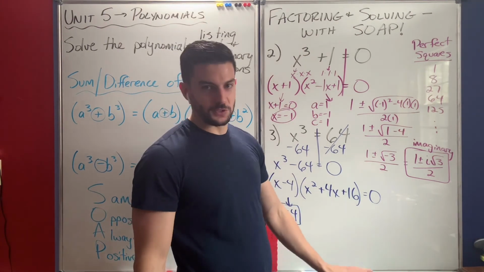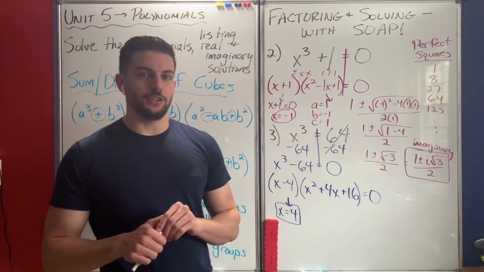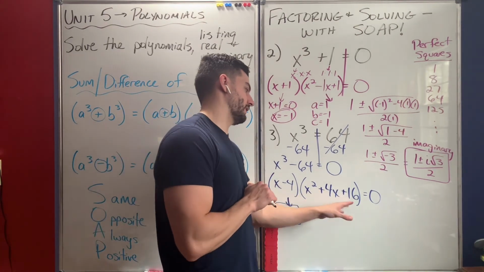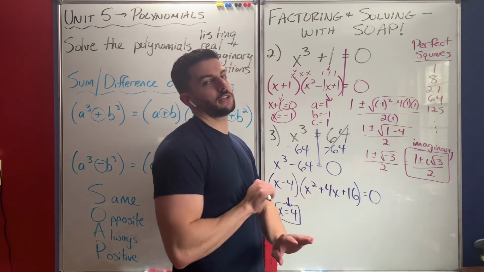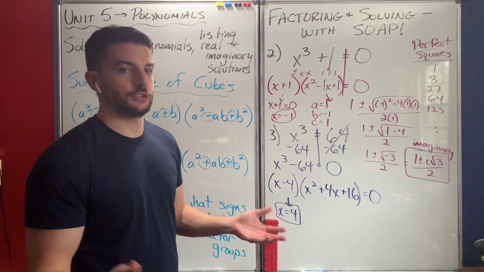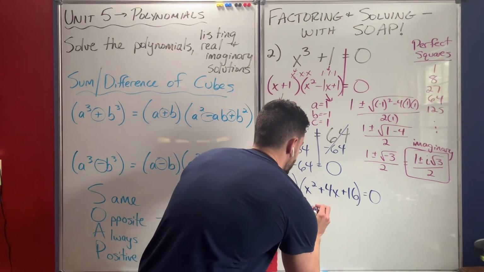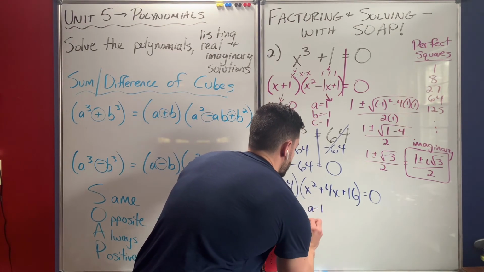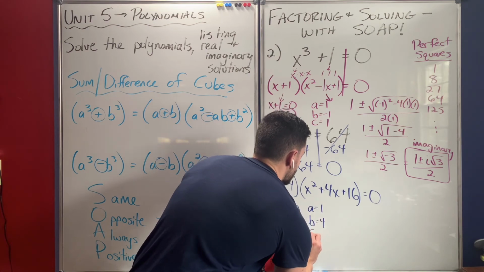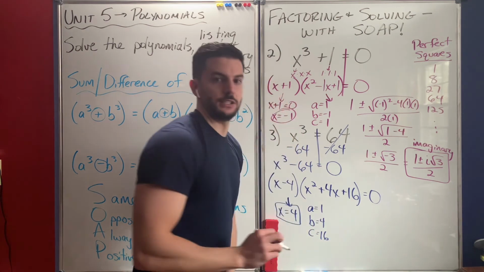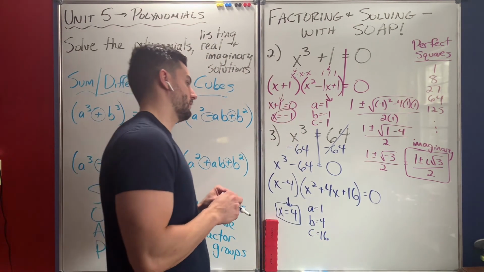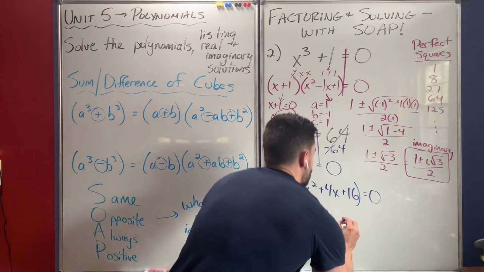And then, unfortunately, this isn't going to factor either. There's no numbers that you can multiply together to give you a positive 16 that are going to add that give you this positive 4. It's too small. Okay, so that means I have to, yes, do the quadratic formula. A equals 1, B equals 4, C equals 16. Okay, so I have to just go through this, okay, and then plugging it all in.